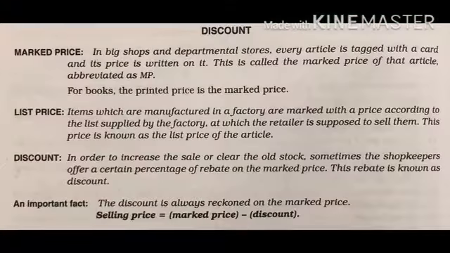Let us first discuss the marked price, list price, and discount. Now the marked price: in big shops and department stores, every article is tagged with a card and its price is written on it, which means there is a tag price. Whenever you go to the market and see a tag on every article with the price written on it, that tag price is called the marked price.